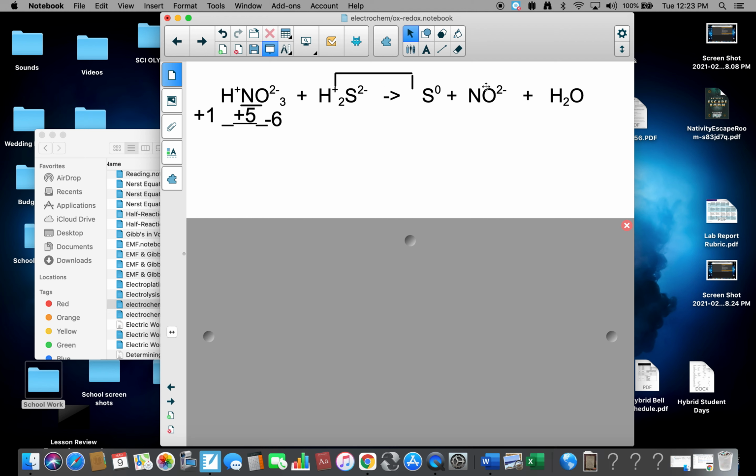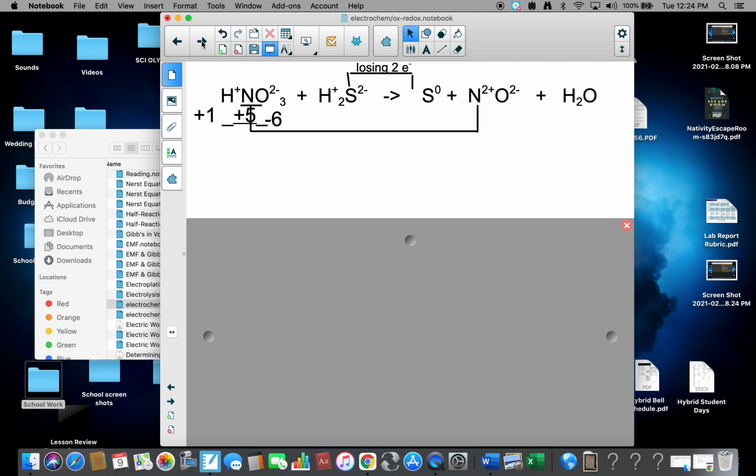Now we go to the other side. Oxygen is -2, so nitrogen is +2. I didn't put the plus up there, sorry. That's a change, and so we go from +5 to +2. If I'm going from -2 to 0, that's a loss of 2 electrons.